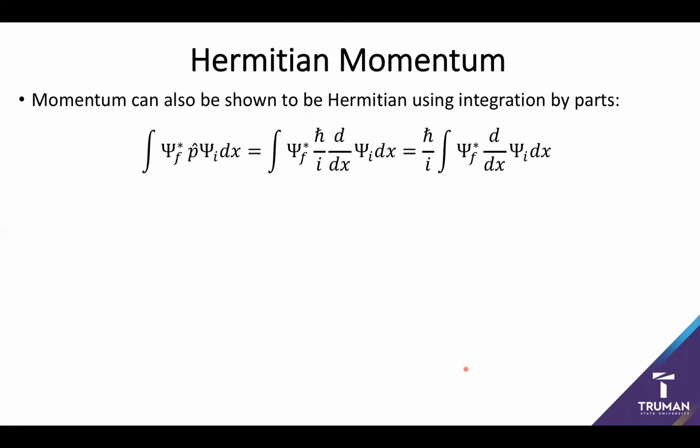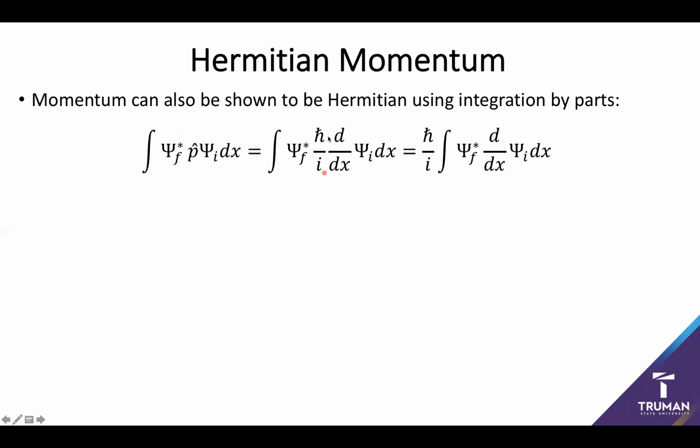However, proving that it's the case for momentum is a little bit trickier, and we're gonna have to use integration by parts. I know, that great boogeyman of calculus. So first of all, let's go ahead and set up our equation. We are going to start by applying our momentum operator to our wave function I, and then applying our second wave function as a complex conjugate.